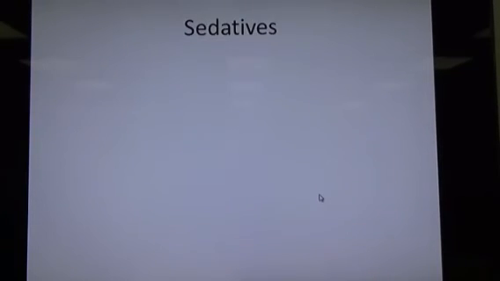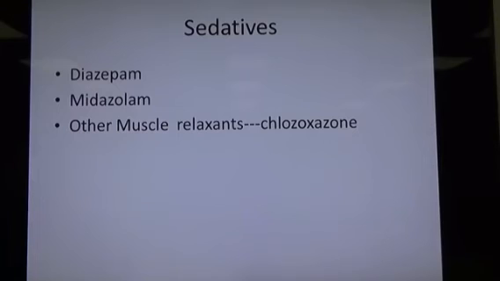Then sedatives. Here it is a big issue in Saudi Arabia. Otherwise, in India or Western countries, dentists can prescribe sedatives to the patient. 5 to 10 milligram. You can prescribe diazepam or midazolam before the dental appointment, and they are used in conscious sedation also. Diazepam, midazolam. And other muscle relaxants like chlorzoxazone.